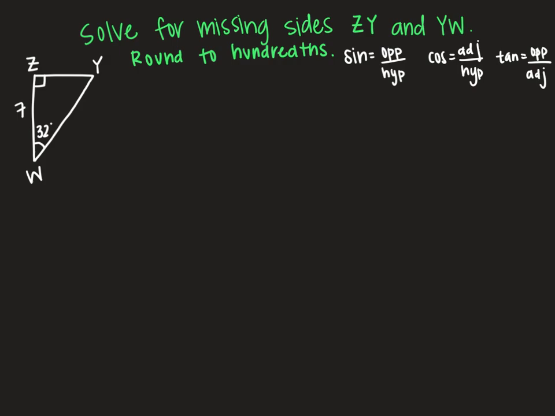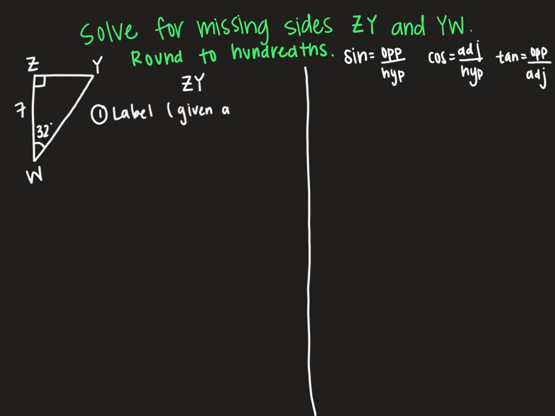So since we're finding 2 sides in this problem, we actually have to do 2 separate problems, okay? So I'm going to split this page in half. In the first part, we're just going to focus on finding zy. So the first thing that we have to do is label this triangle, using our given angle. If I look at the problem here, the only angle that I'm actually given is 32, which is angle W. So this angle has to be our given angle.